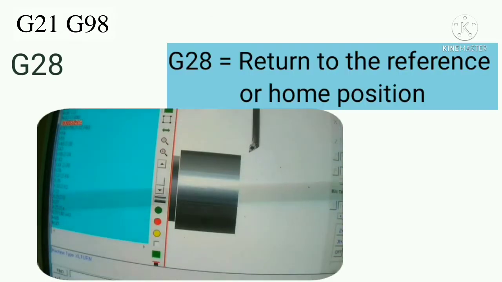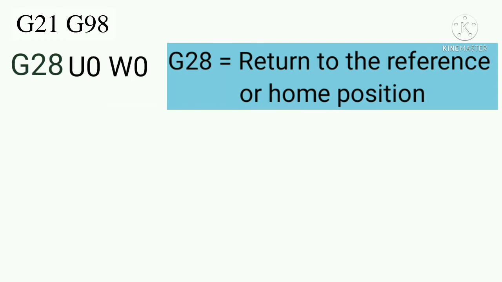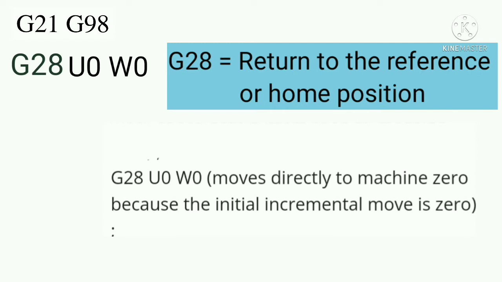Now we have to move the tool to machine home or reference position. For this, we use G28. And for the machine reference or zero condition, we use U0, W0.